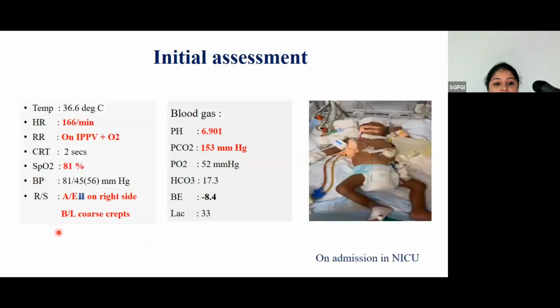On admission in NICU, the baby was euthermic, heart rate was 166 and was shifted on intermittent positive pressure ventilation. The saturations at that time were 81%. So the baby was not maintaining saturation and the air entry was markedly decreased on the right side. There were bilateral coarse crepitations, and on admission, the blood gas showed a pH of 6.901 and the PCO2 levels were 53 millimeters of mercury. So the baby had such high respiratory acidosis.